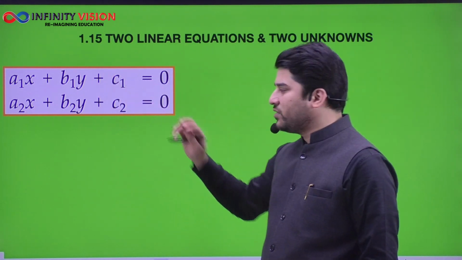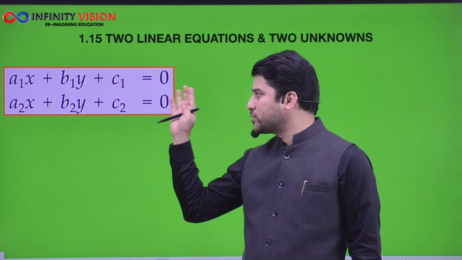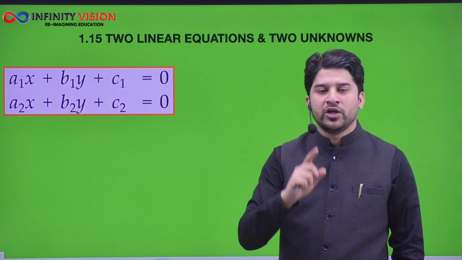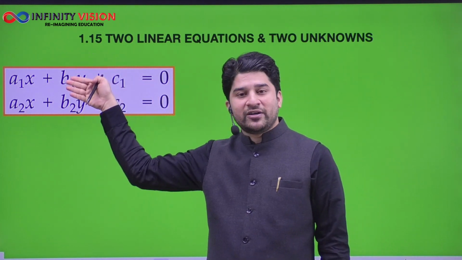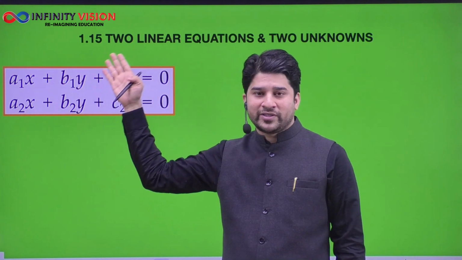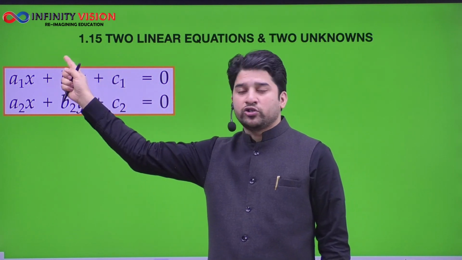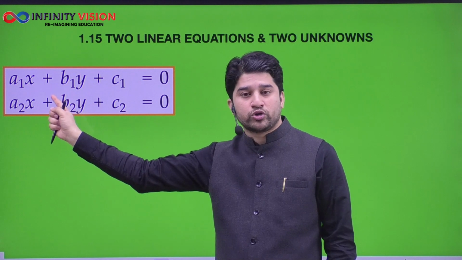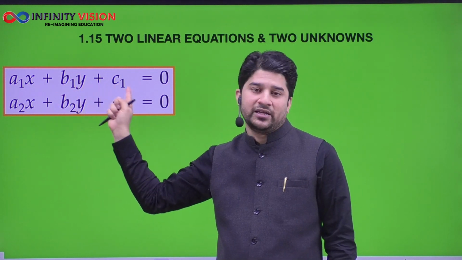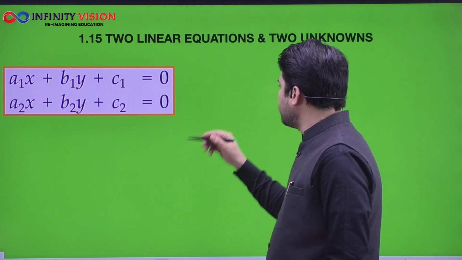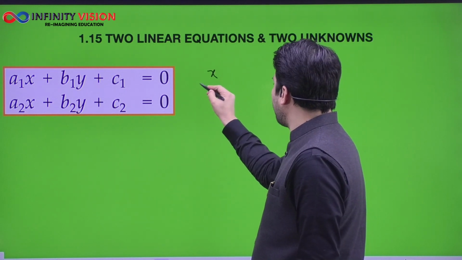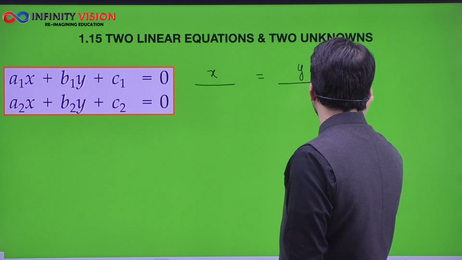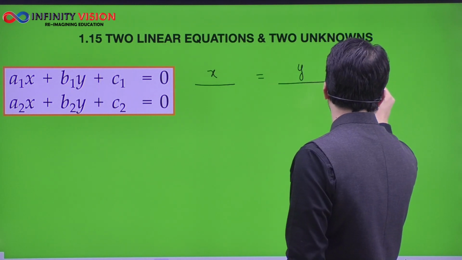Let's say whenever you got these two equations, a1x plus b1y plus c1 equals 0 and a2x plus b2y plus c2 equals 0, you have to make sure that the symmetry and the order is always written in the same way. The equation should begin with x, then y, and then constant. The second equation should begin with x, then y, then constant. Now what you are going to do, you are going to write x upon, then you are going to write y upon, then you are going to write 1 upon.